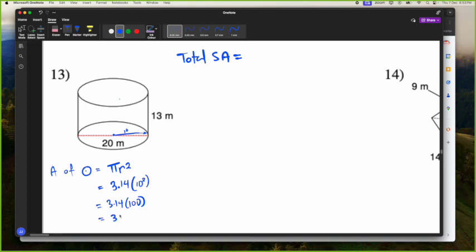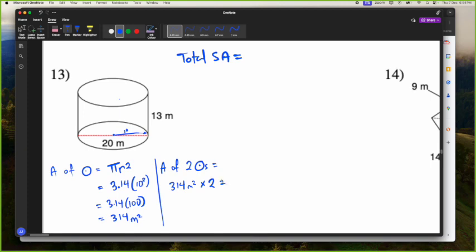12, which is 314 meters squared. This is the area of one circle, right? So the area of two circles will be 314 meters squared times 2.